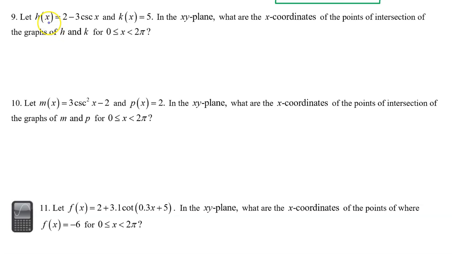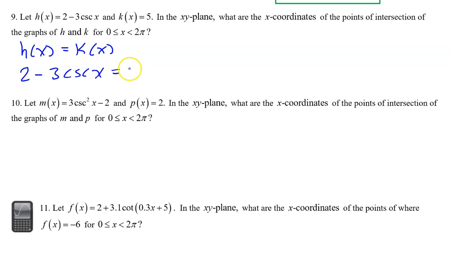Number 9. Let h of x equal 2 minus 3 cosecant x and k of x equals 5. In the xy plane, what are the x-coordinates of the points of intersection of the graphs of h and k between 0 and 2 pi? The intersection points will be where h of x and k of x are equal. So we can find these intersection points by solving the equation 2 minus 3 cosecant x equals 5.